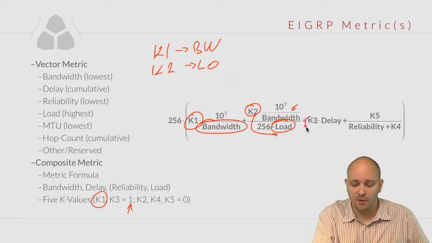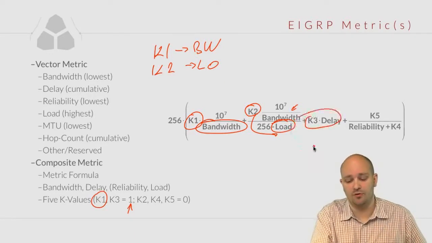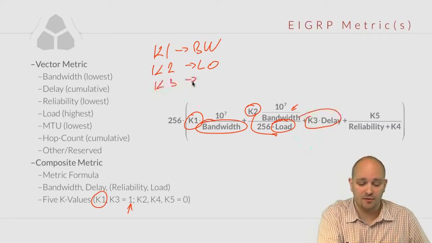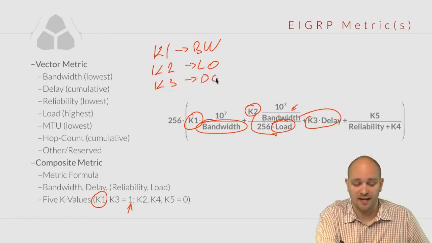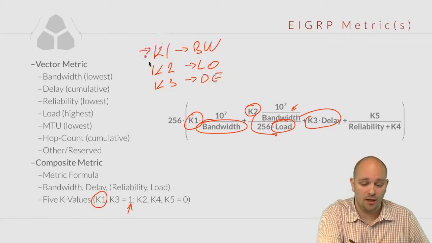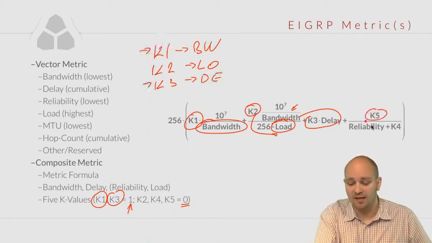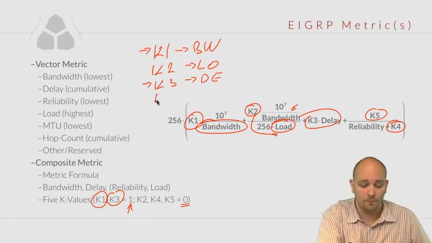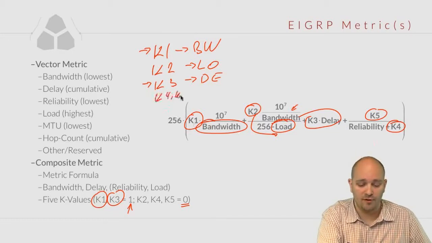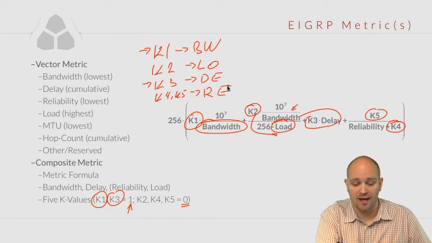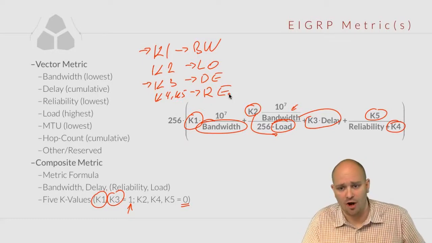So we can say that K2 is used to control how we use load information in calculating our metric. Then we can see a very straightforward relationship between K3 and delay. So we can say that K3 here controls the delay. And remember, K1 and K3 are those that are by default set to 1. The others are not going to be used. And then we have K values 5 and 4. So K4 and K5 are actually going to be used to control reliability as part of our metric.